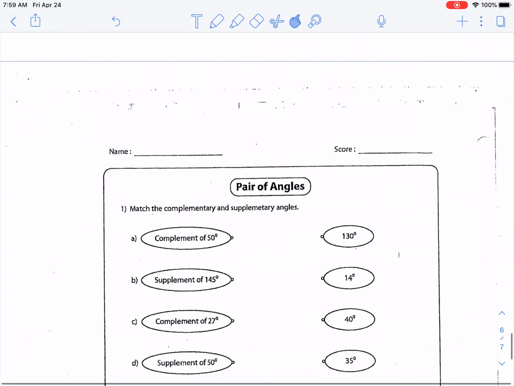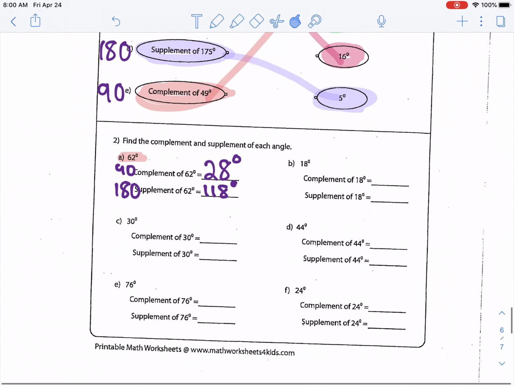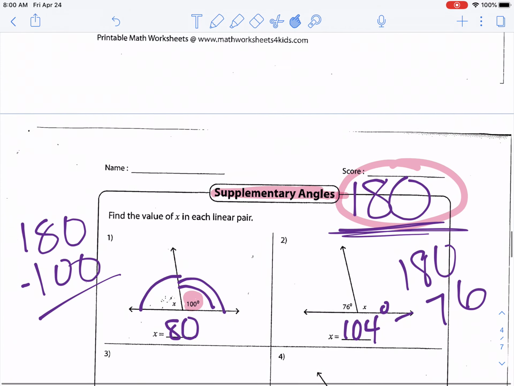So we're just going to focus on those two. You do have another whole page of supplementary and complementary angles. Okay? If you have any questions, email me, please.